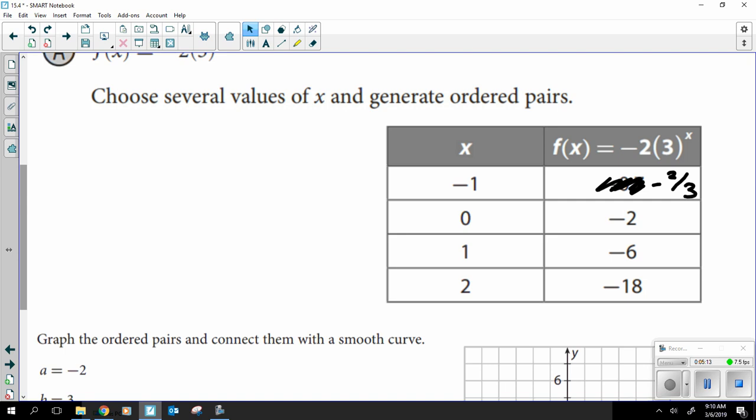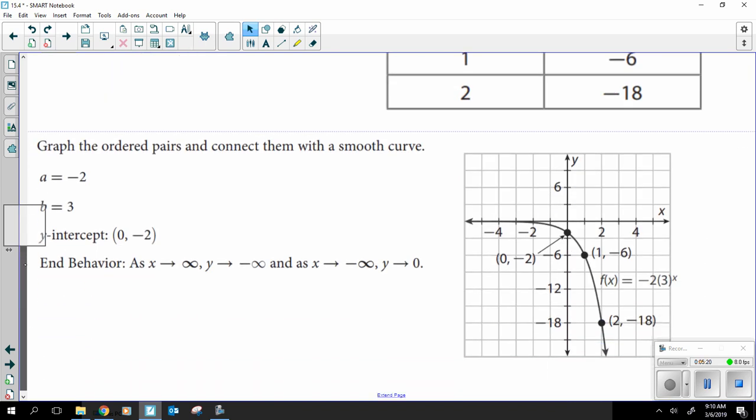So there we go. That's our end behavior, what those look like as they're graphed. Sorry about that, I lost my mind.